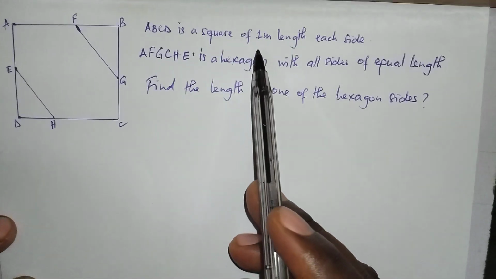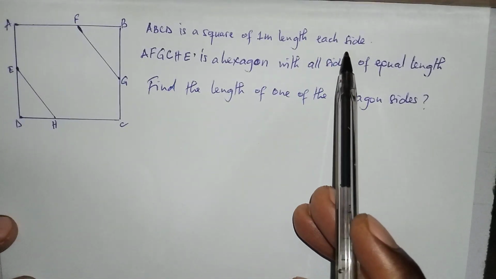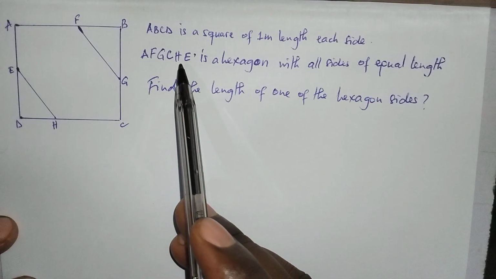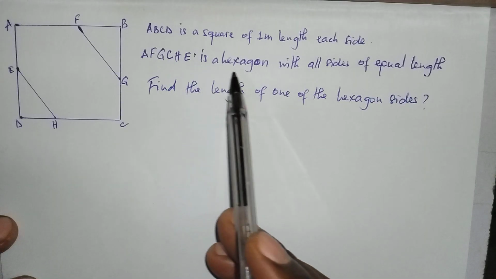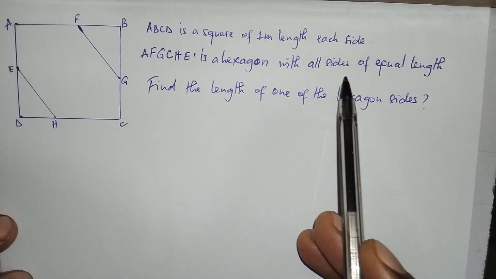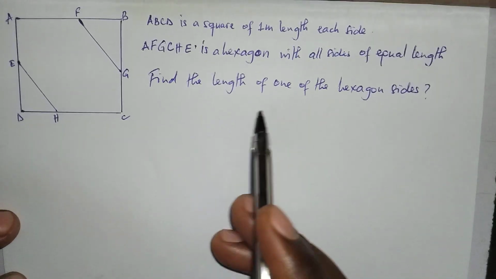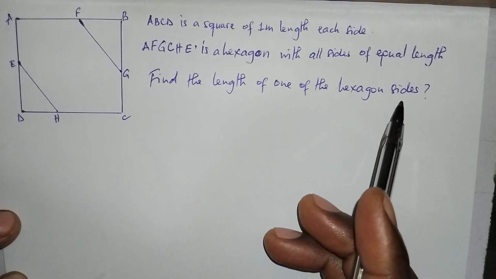ABCD is a square of 1 meter length each side. AFGCDCHE is a hexagon with all sides of equal length. Find the length of one of the hexagon sides.